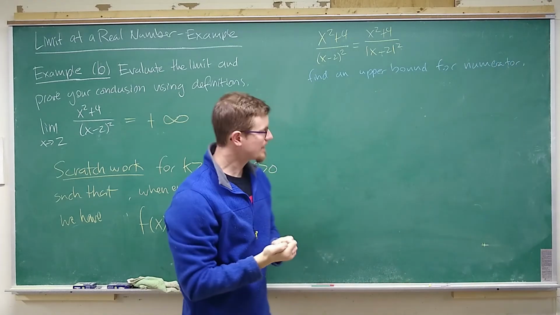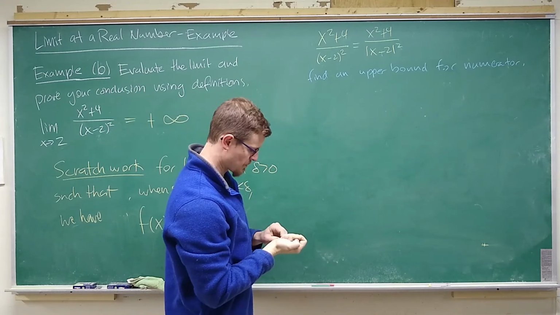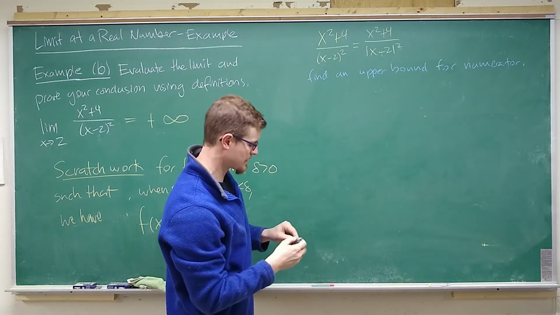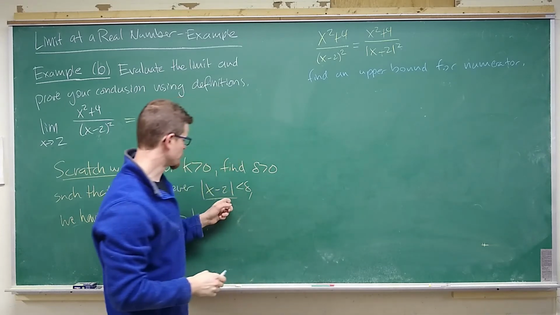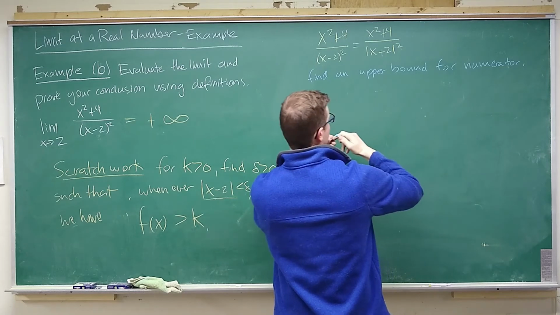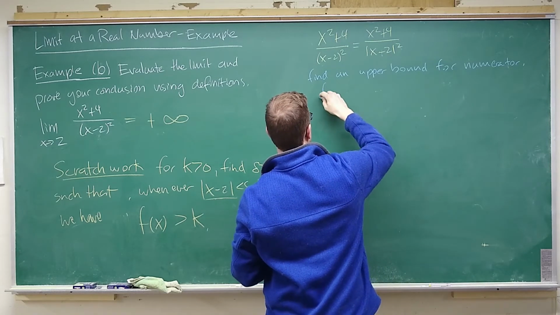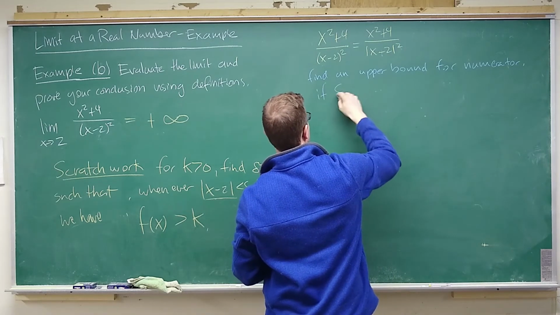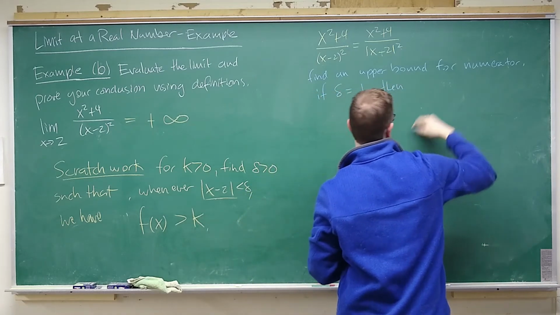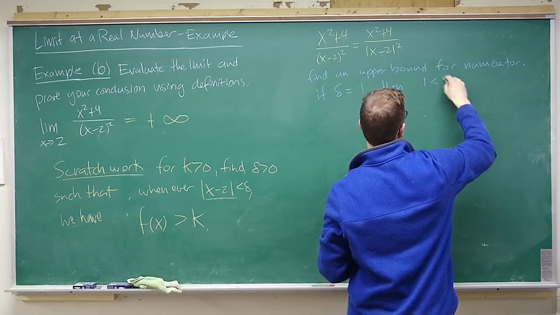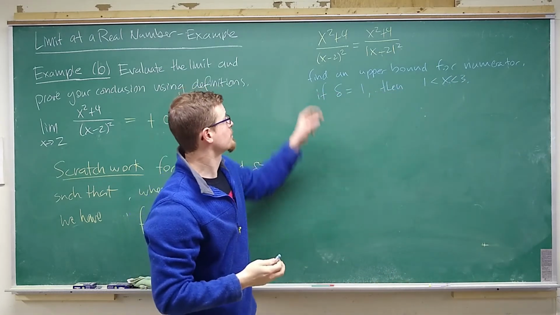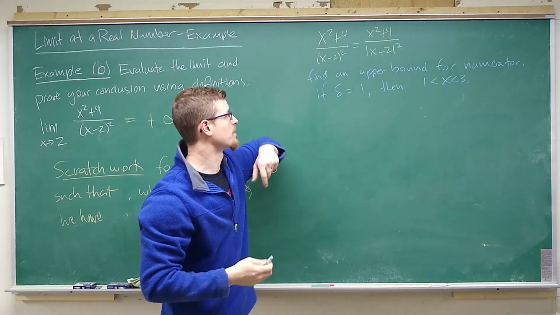And what we want to recognize is that when we're looking at a particular window, a particular delta, close to 2, we can look at unlimited values of x. So if delta is equal to 1, then of course we're looking at x values between 1 and 3, which gives us a way to limit what the numerator is.